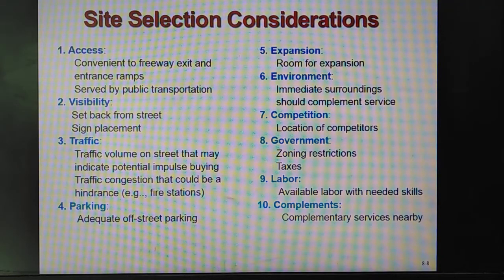nearby. For example, servicing workshop or repairing workshop that is nearby to your auto sales showroom.